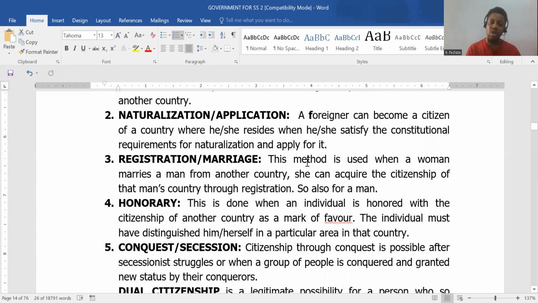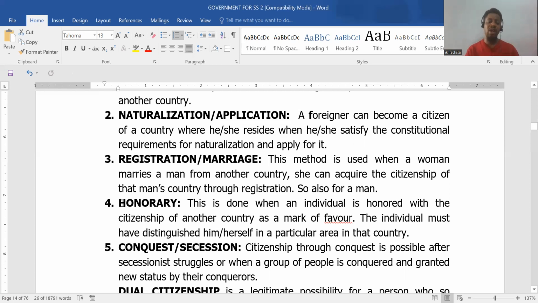Now, by registration or marriage, this method is used when a woman marries a man from another country, or a man marries a woman from another country. For example, you go to Canada, you've lived there for like 3 years, you met a Canadian, you fell in love, and you got married. So you will now register, right?